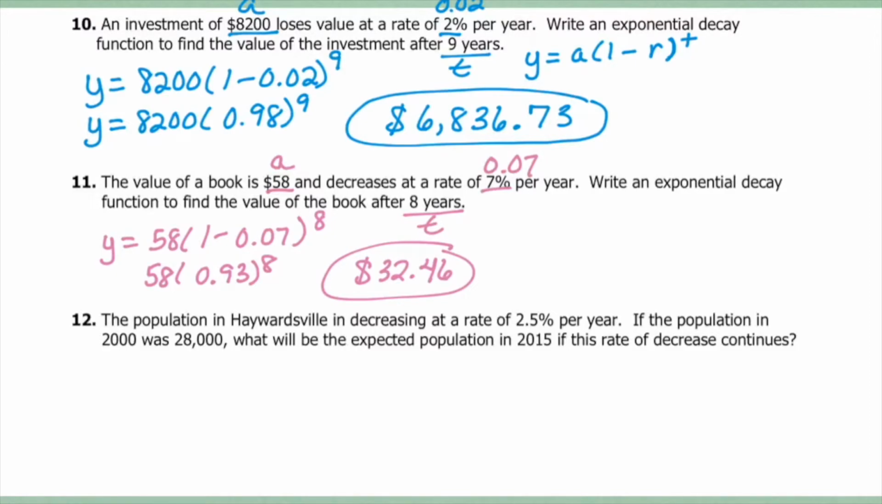For number 12, I want you to do that on your own. But take a look at number 12. Number 12 is similar to the problem that I had you do originally for the growth one, where you had to calculate the difference from a year to another year. So this is from 2000 to 2015. So just remember, T would stand for the number of years between 2000 and 2015. Good luck.